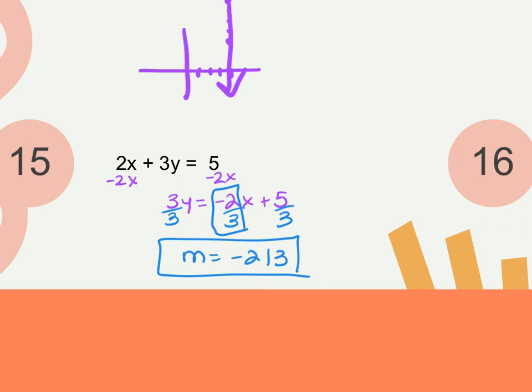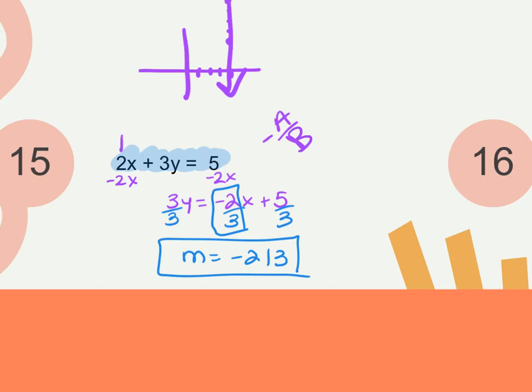All right, so I'm going to show you a shortcut to slope when it's in standard form. Remember standard form: x and y are on the same side, there's no fractions or decimals, and x is positive. The shortcut for slope here is negative a over b. I wrote it sideways, but yeah.